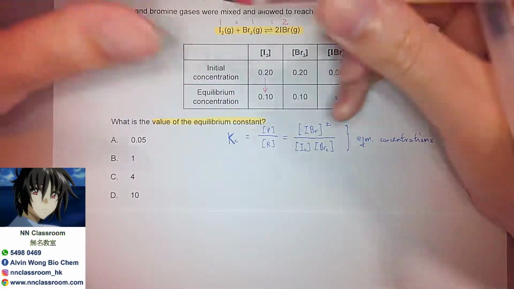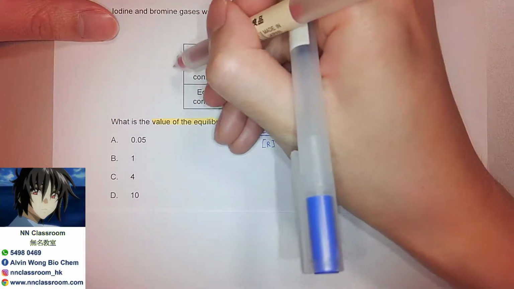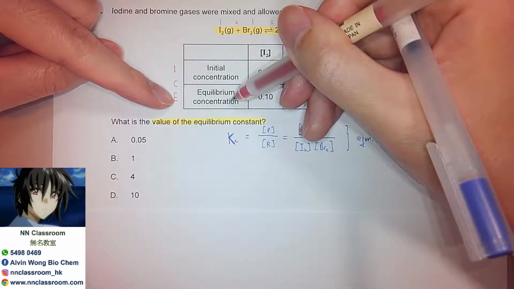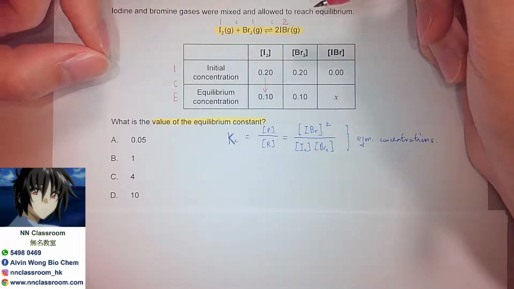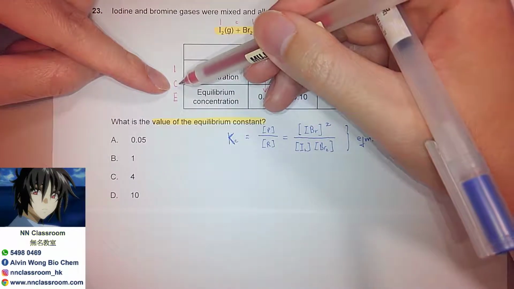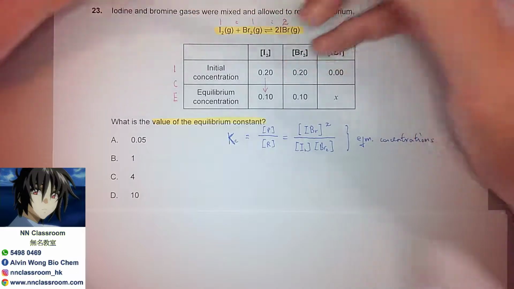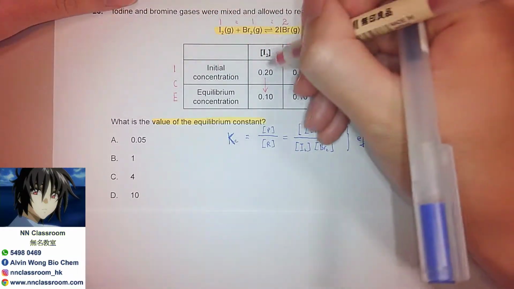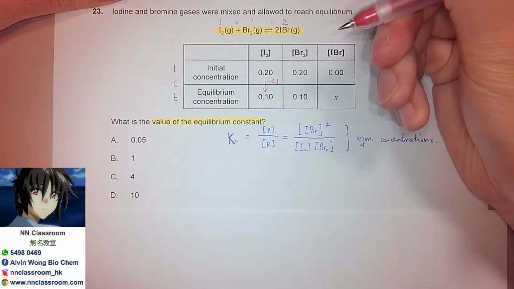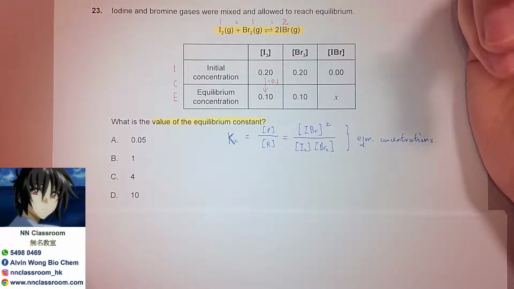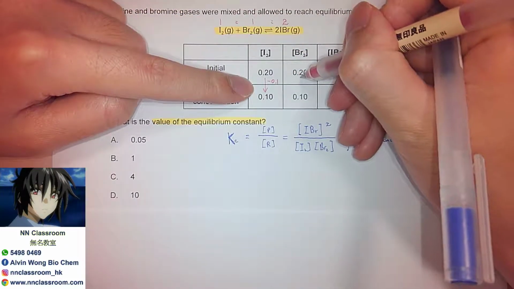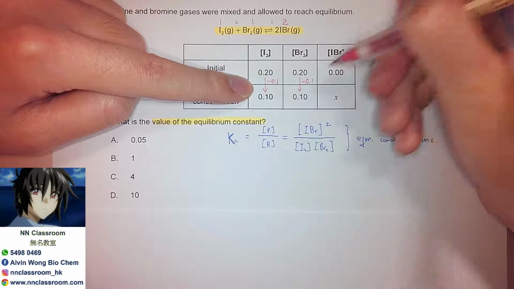Because remember from the ICE table, the I stands for the initial, the E stands for the equilibrium, and most importantly, we must figure out the C, which stands for the change. The change in this case for the iodine is from 0.2 down to 0.1. That means I'm going to lose 0.1 unit of the concentration, right? Similarly, according to the 1-to-1 ratio, you are going to do the same thing, deducting this 0.1, right?